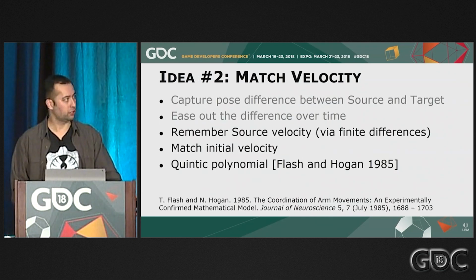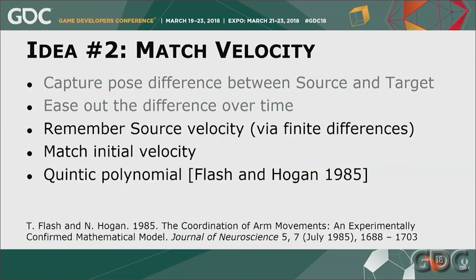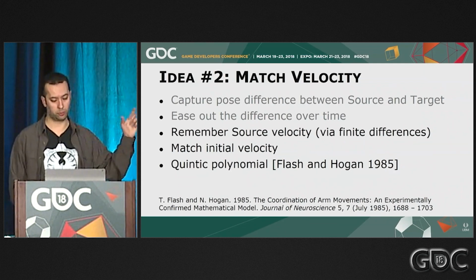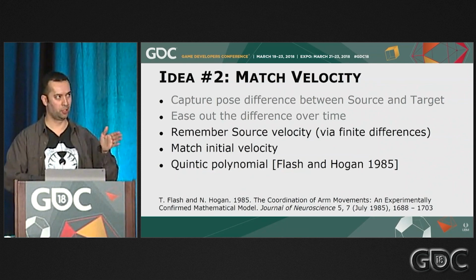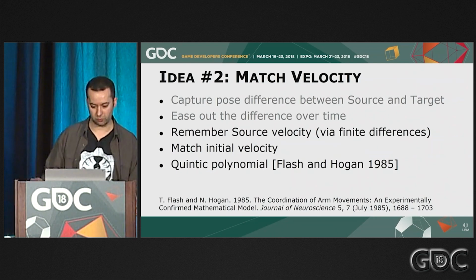So the second idea is a natural extension of the first one, which is to say, all right, the problem with the first one is that we didn't have velocity continuity. So what if, as well as remembering the actual pose difference, we remember the velocity from the original pose? And we can calculate that by just doing finite differences, right? We remember the previous pose and take the difference between those divided by time. That gives us our velocity.